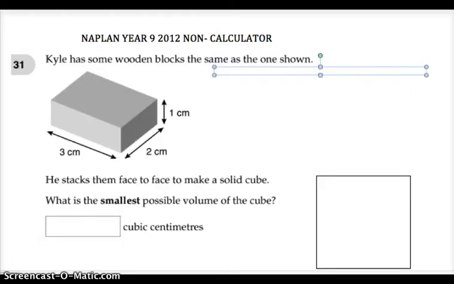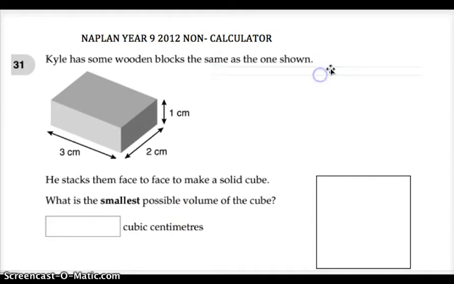2012 non-calculator paper, question 31. Kyle has some wooden blocks, the same as the one shown below here. He stacks them face to face to make a solid cube. What is the smallest possible volume of the cube? Pause the video and attempt the question.